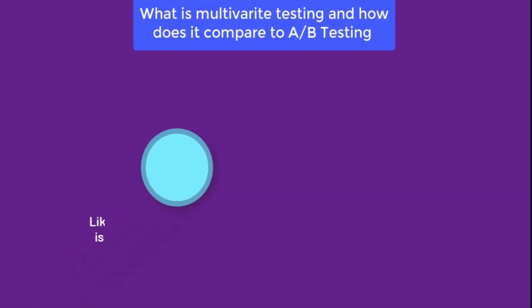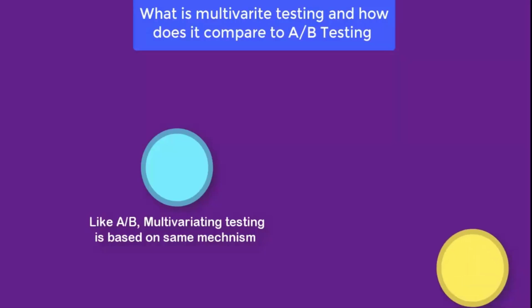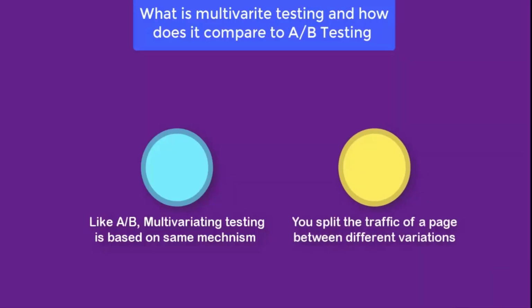Like A/B testing, multivariate testing is based on the same mechanism, but it compares a higher number of variables and provides more information about how these variables behave. In A/B testing, you split the traffic of a page between different versions of the design. Multivariate testing is used to measure the effectiveness of each design.